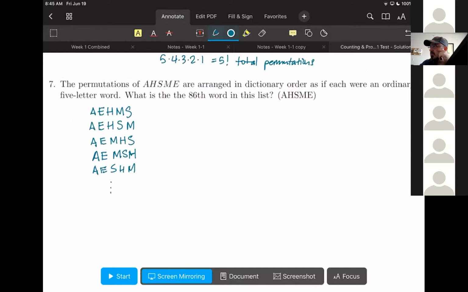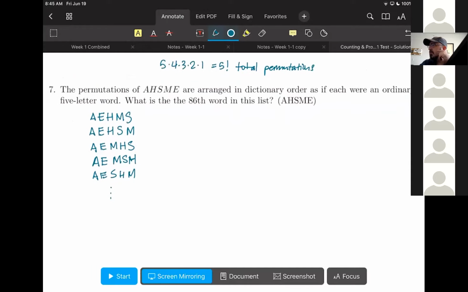And then what I'm doing in this list is writing down the permutations in dictionary order, so alphabetical order. The earliest ones alphabetically are the ones that start with A, the letters that come first in the alphabet. So this question is saying, if I were to keep writing out this list, all the way to the 86th word, what is the 86th permutation?